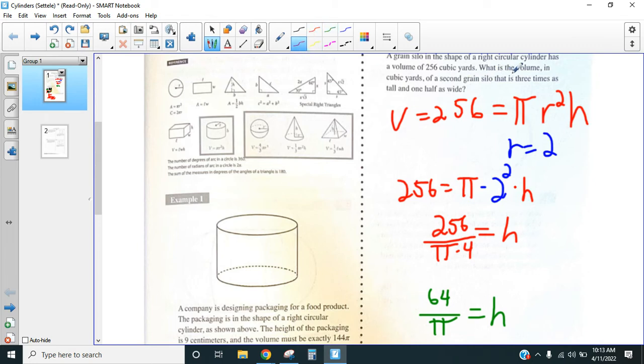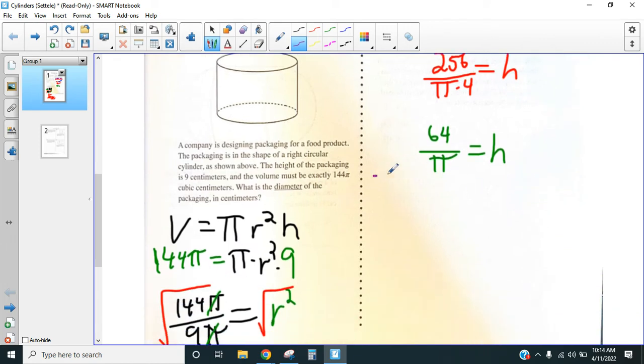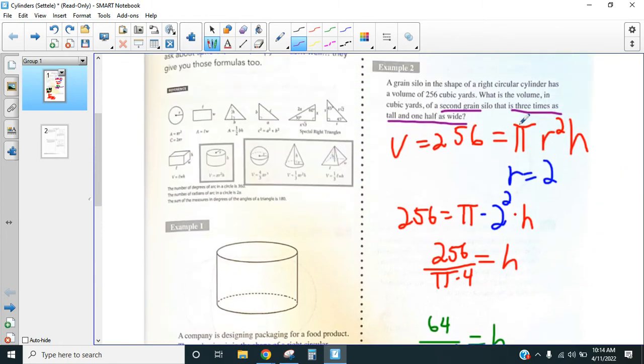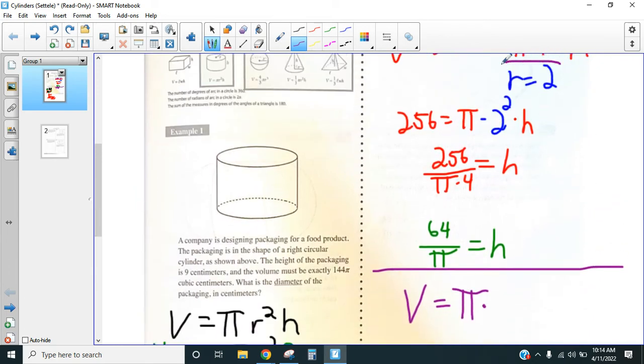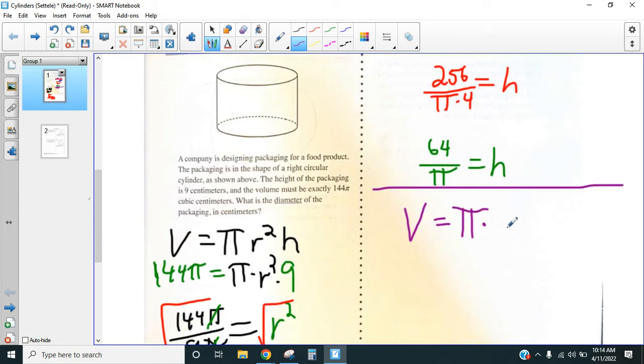that being said, it says, what is the volume in cubic yards of a second grain silo that's 3 times as tall and 1/2 as wide? So now here's our new cylinder. It says the radius is 1/2 as wide. So that means the radius has to be half as much, right? Okay, so that means our radius is going to be half of that we chose up above. We chose 2. So our radius on this one's going to be 1.